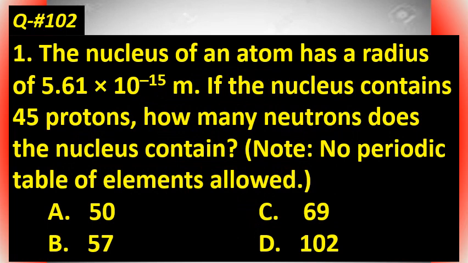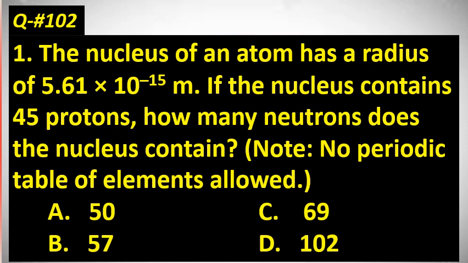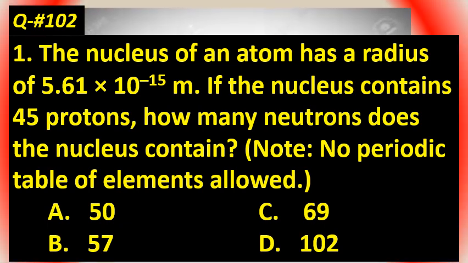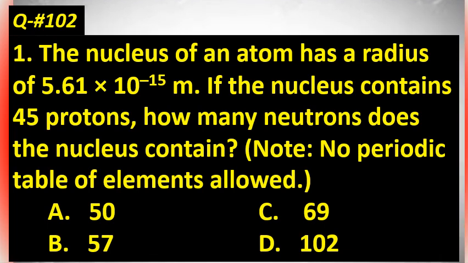Question number one. The nucleus of an atom has a radius of 5.61 times 10 to the negative 15 meter. If the nucleus contains 45 protons, how many neutrons does the nucleus contain? Take note, no periodic table of elements allowed. Choices are letter A, 50, letter B, 57, letter C, 69, and letter D, 102.